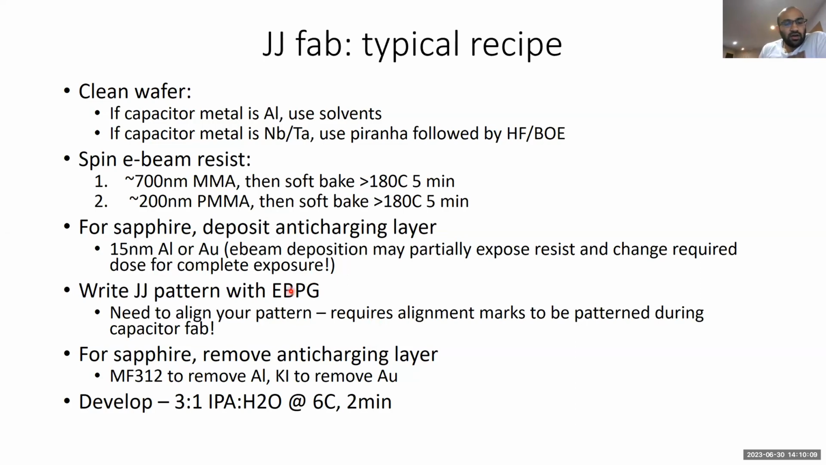So once you're done writing your pattern, again, if you're using a sapphire substrate, you need to remove your anti-charging layer. If you have an aluminum anti-charging layer, you can use MF312. If you have a gold anti-charging layer, you can use potassium iodide. And then once you've removed that, you can just develop. Our developer of choice for the PMMA, MMA bilayer is a 3-to-1 ratio of isopropanol and DI water that we chill to 6 degrees C, and we develop for 2 minutes.